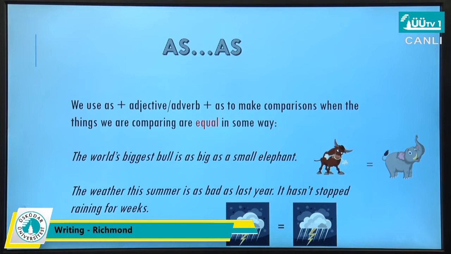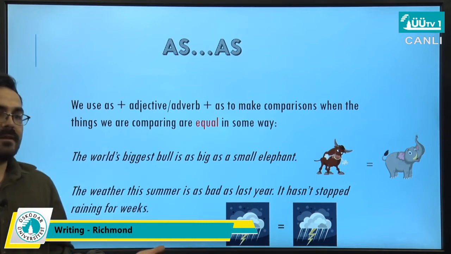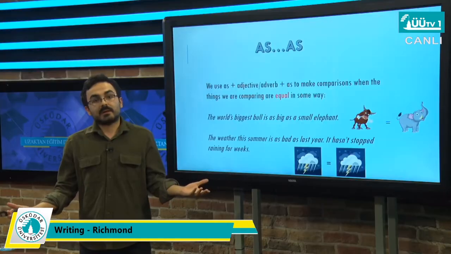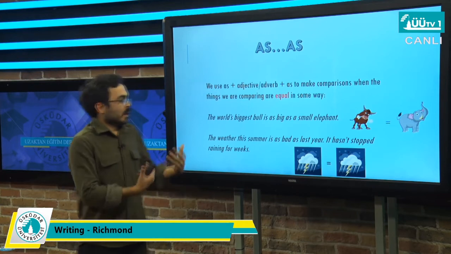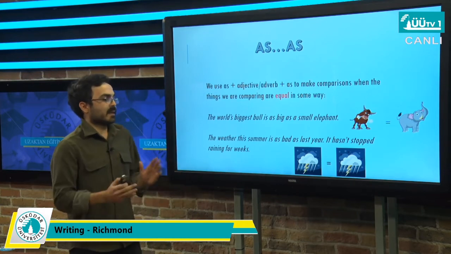The weather this summer is as bad as last year. It hasn't stopped raining for 4 weeks. Again, last year's weather was bad, and this year's weather is also bad. So I'm saying it's as bad as last year.